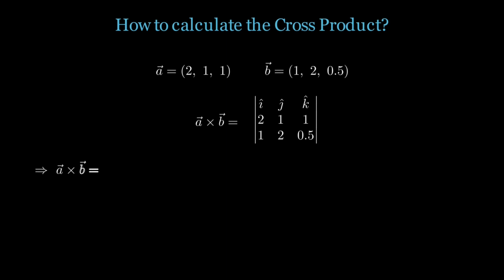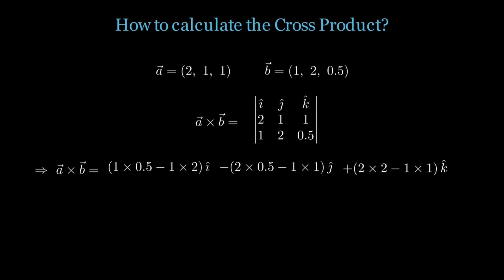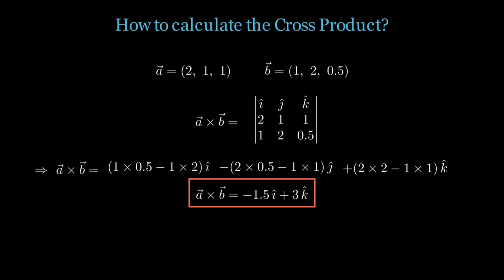Now we simply expand this determinant as the sum of each term in the top row with its corresponding cofactors. So we get the following terms: 1 times 0.5 minus 1 times 2 i hat, minus 2 into 0.5 minus 1 times 1 j hat, and 2 into 2 minus 1 into 1 k hat. This finally simplifies to minus 1.5 i hat plus 3 k hat, which is our final cross product vector.